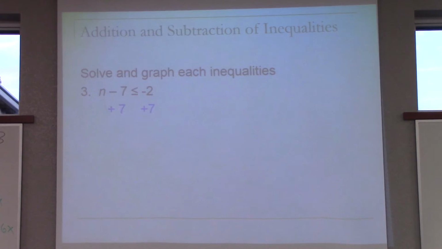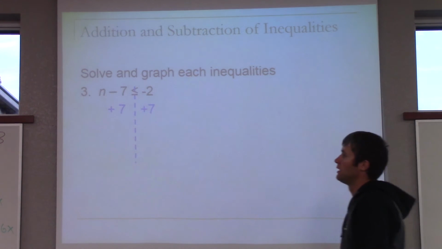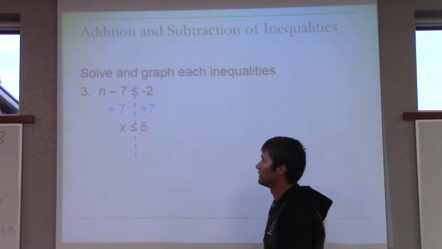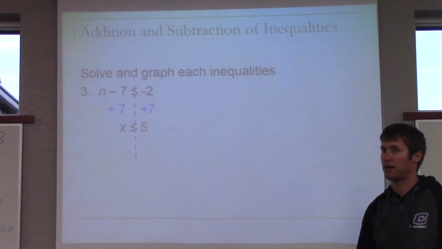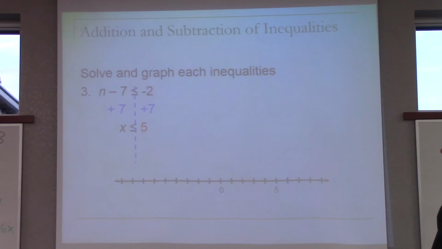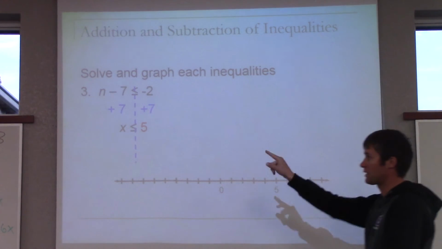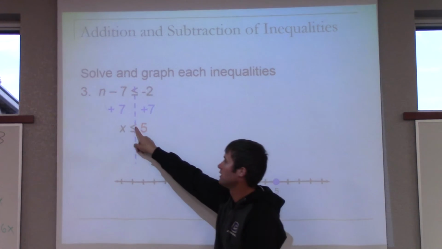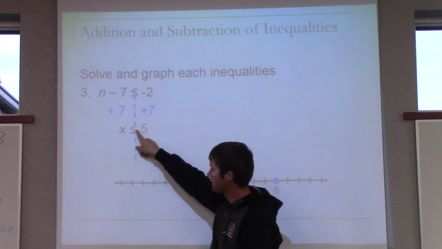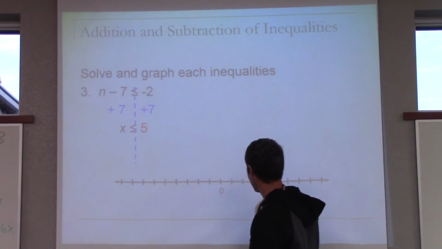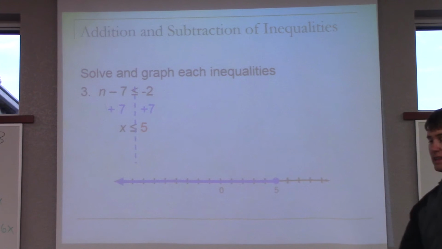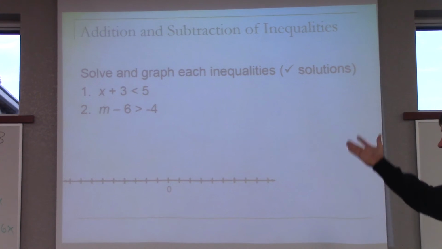Draw your river, isolate it, and solve. Negative 2 plus 7 is 5. So it's equal to, so we go to 5, closed dot. The pointy end is pointing towards the x, so that means it's less than, so we shade to the left.